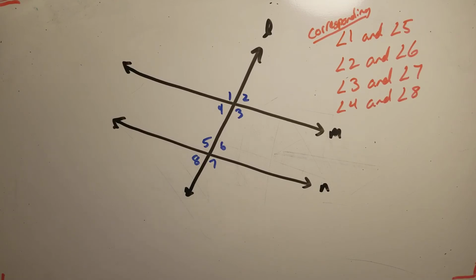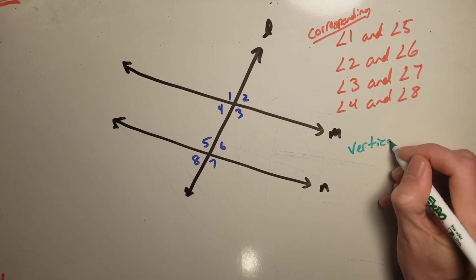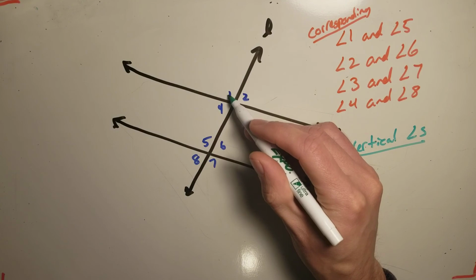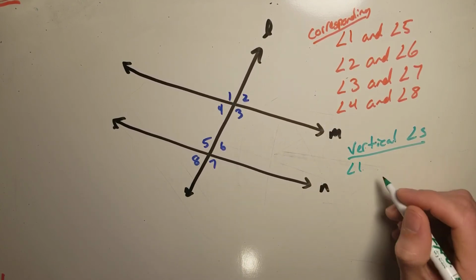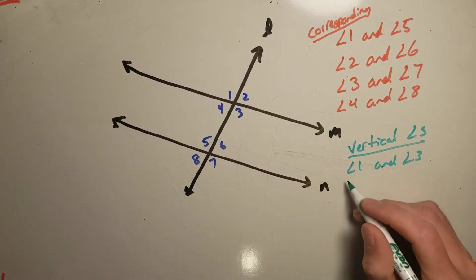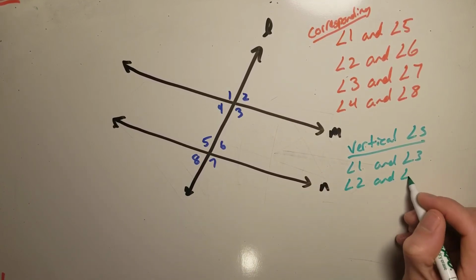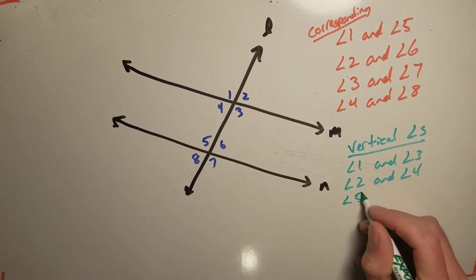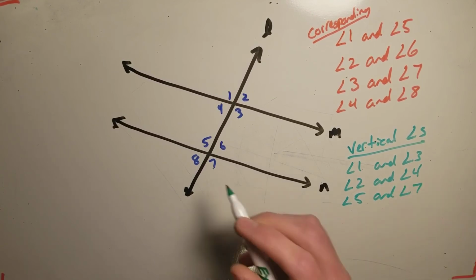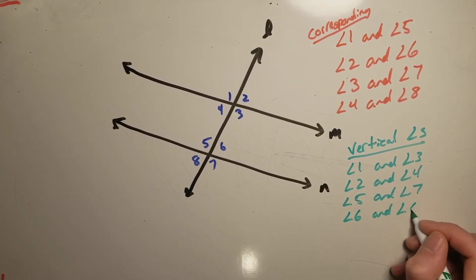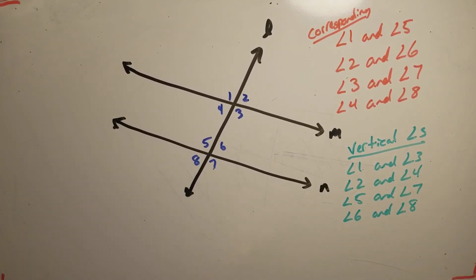Our next goal is to name 4 pairs of vertical angles. So we're still going to look for vertical angles. One pair we should notice here, angle 1 and angle 3. That's one pair. At that same point of intersection, we have angle 2 and angle 4. Those are vertical. Angle 5 is vertical with angle 7. And angle 6 is vertical with angle 8. So those are our vertical angles here.